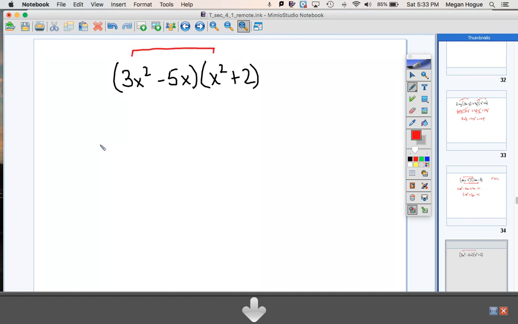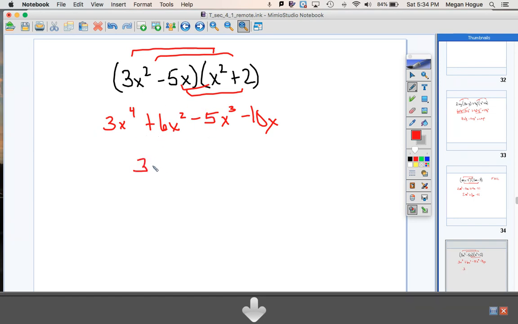Still going to use FOIL here. So I multiply the first, 3x to the fourth. I multiply the outer, 6x squared. The inner, minus 5x cubed, those exponents add. And here, minus 10x. No like terms, but I do want to be careful I get it in standard form, so I do need to flip-flop those two. If it was in the right order, I wouldn't have done anything else. And so put it in descending order by exponents or by degree. There's my standard form.